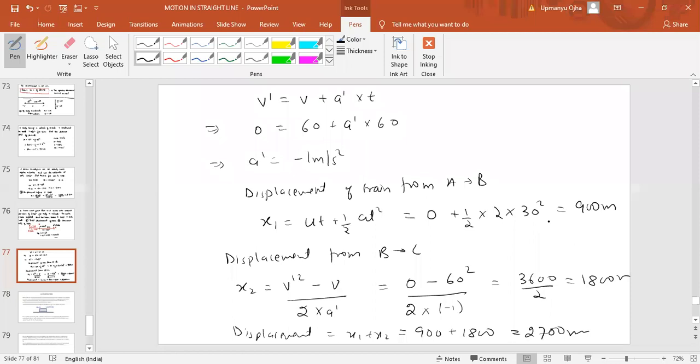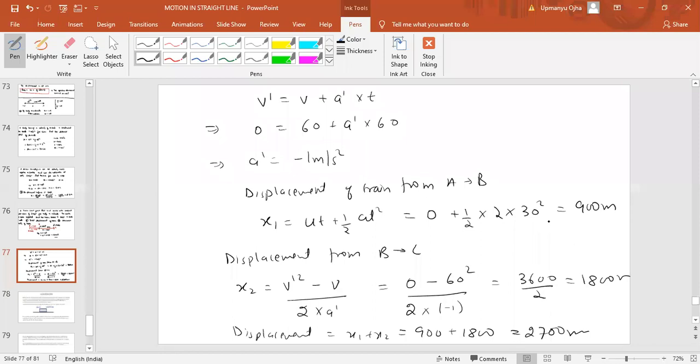So I hope you understand how we are applying the equation of motion there. Yes, you will get this type of question in your weekly test. Yes, in this problem we can use all the three equations of motion.